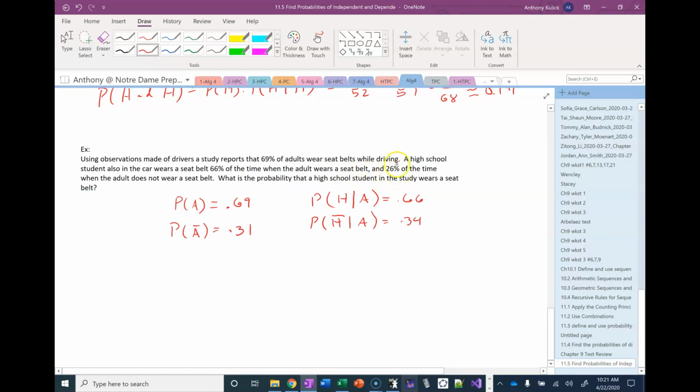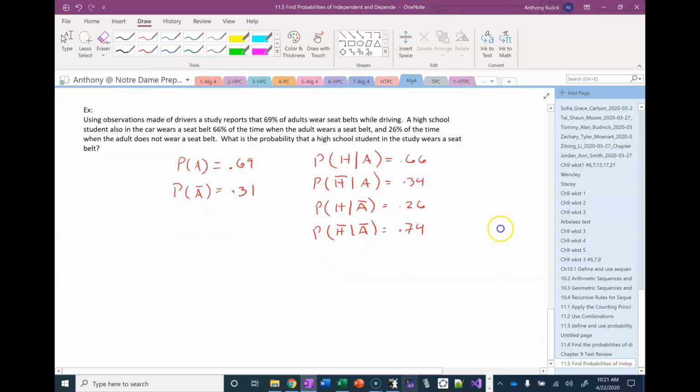It says then, the high school student wears the seatbelt 26% of the time when the adult does not wear the seatbelt. So this is another conditional probability. So the probability the high school student wears their seatbelt, given that the adult does not, is 0.26. And the probability that the high school student does not wear their seatbelt, given that the adult does not wear their seatbelt, is going to be 1 minus 0.26, or 0.74.